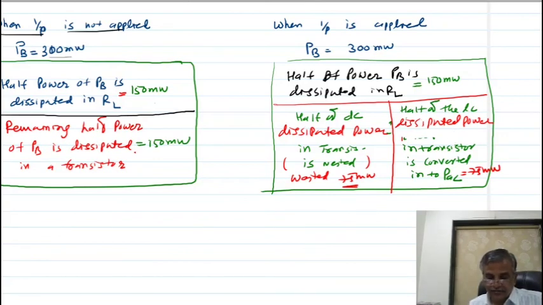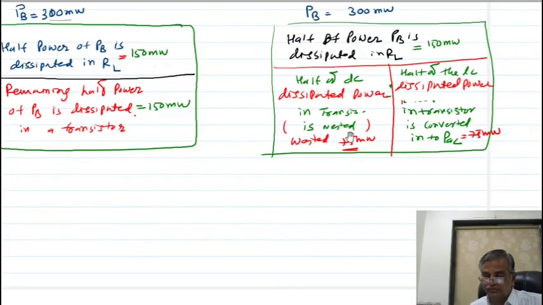So look here, when AC is not given, how much is wasted in RL? 150. How much is wasted in the transistor? 150. When AC input is given, still in RL 150 is wasted. From the transistor, half of the DC dissipated power is wasted, but the remaining half is converted into AC power. So we have to see how this can be converted into AC, and then we will see how this wasted power can be removed.